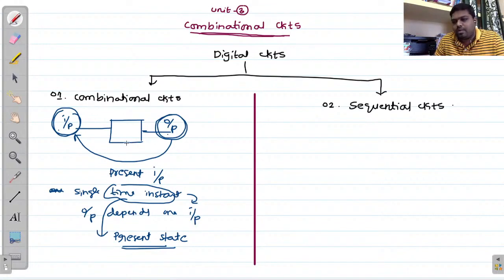The present output depends on present input. So here we have a chance for present state only. We don't have any previous state and we don't have any future state either. Only present state.